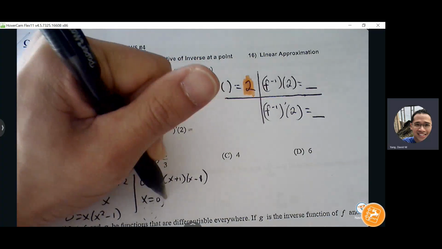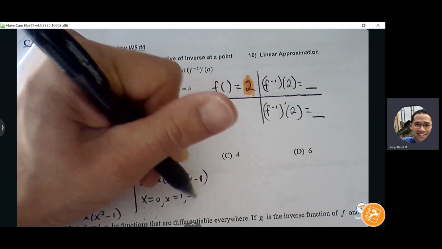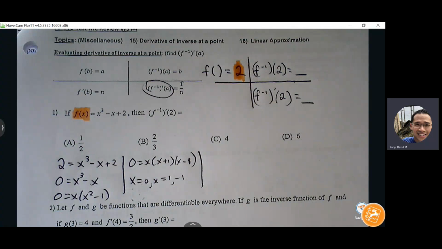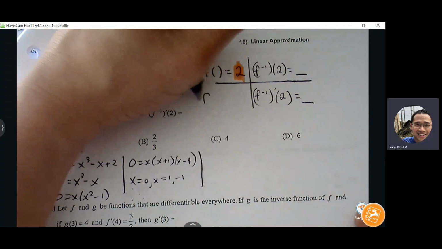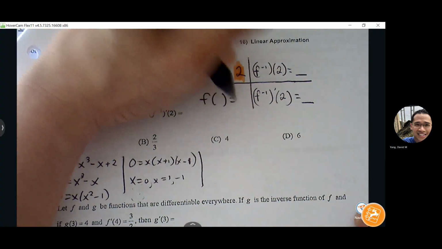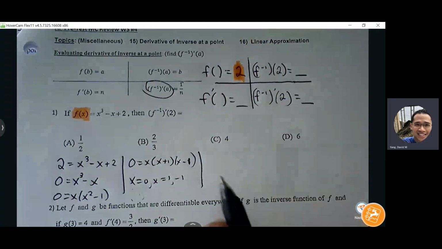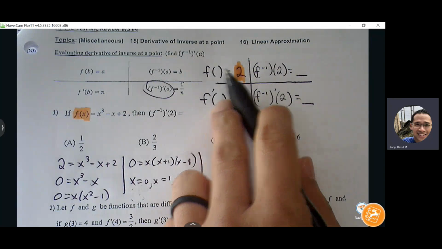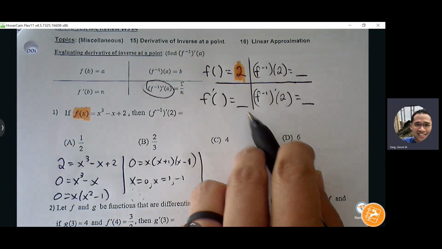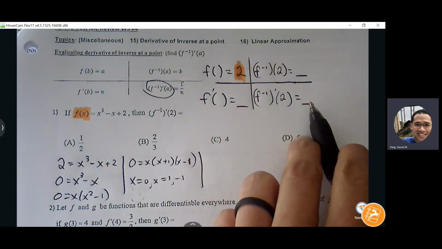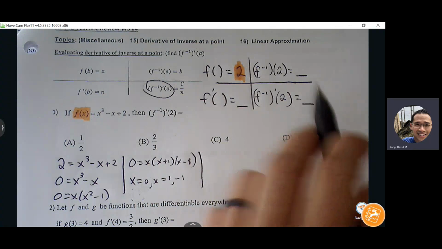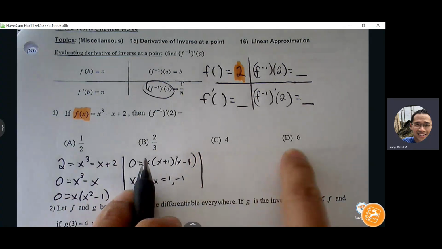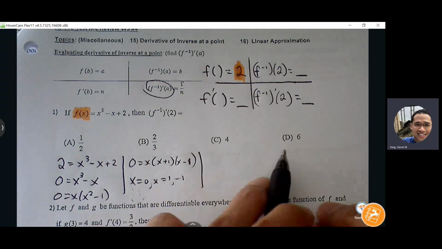Solve for x, I get 0, 1, and negative 1. Now, typically, it's not as messy as this, where you have to choose between 2 or 3 x values. But either way, once we identify an x value, we're going to find the derivative, find the slope, and then whatever that slope is, we're going to flip that value around. If we look at our answer choices, they are 1/2, 2/3, 4, and 6.